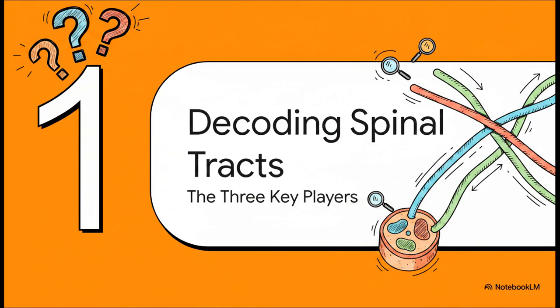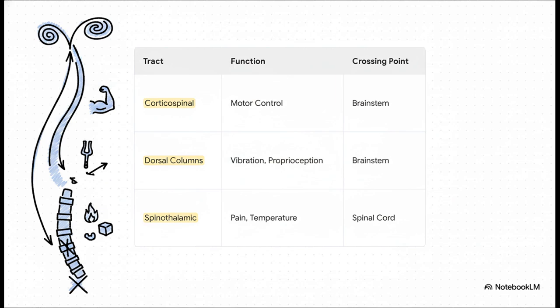All right, first things first. To solve this puzzle, we've got to understand the key players involved. Think of them as the main characters in our story, these three major spinal cord tracts. Okay, now this table right here, this is where the magic happens. Look at that third column, decussation. That's just a fancy word for where the nerve fibers cross to the other side.